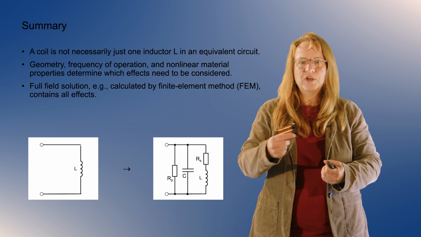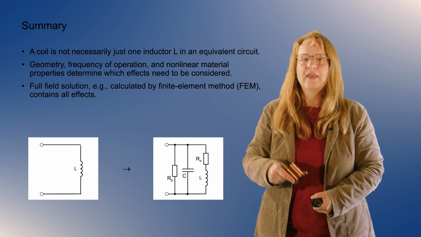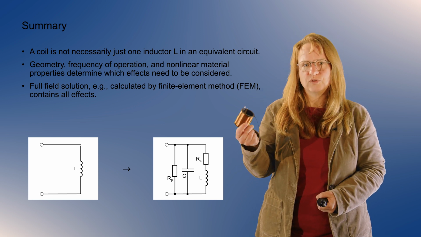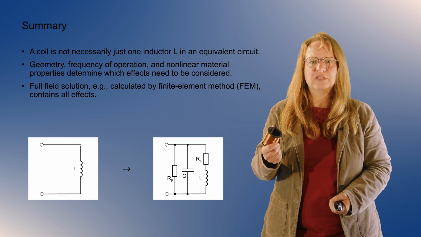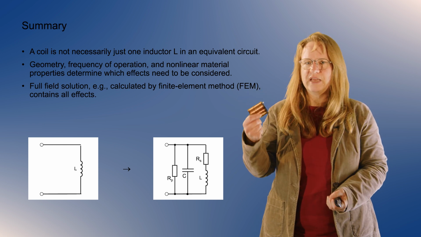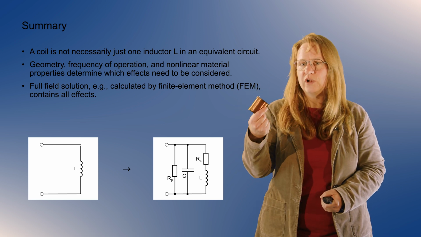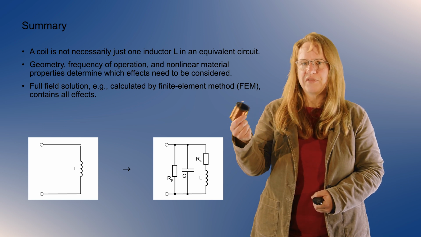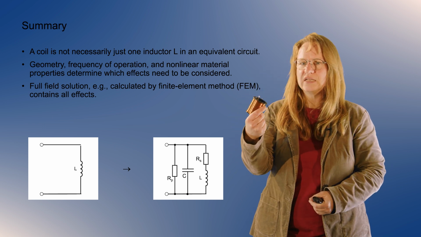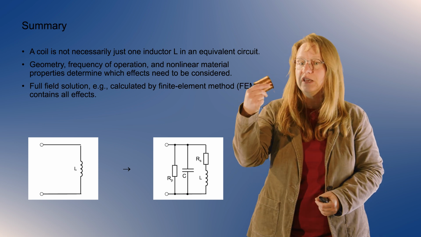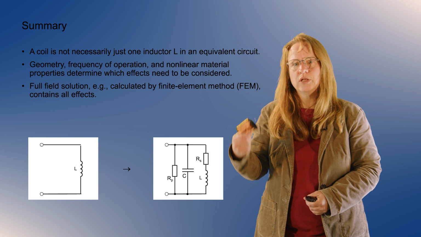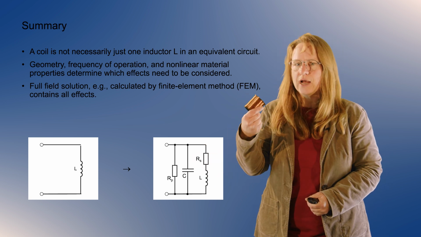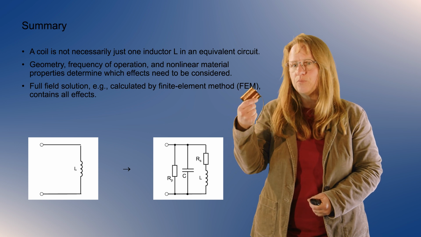If you want to know what it actually does exactly, then you need to find the full field solution. So you take Maxwell's equations and calculate exactly what is happening, and this can be done numerically, for example, using the finite element method. Then if you have calculated the full field solution, you will know what exactly is happening for this coil and for the volume that is surrounding it, which will be penetrated by a magnetic field caused by this coil. So the full field solution always gives you the exact solution, but the equivalent circuit representations are good for estimating what is happening, for approximating what is happening, and also for designing your systems.